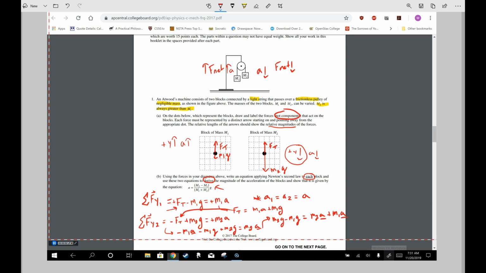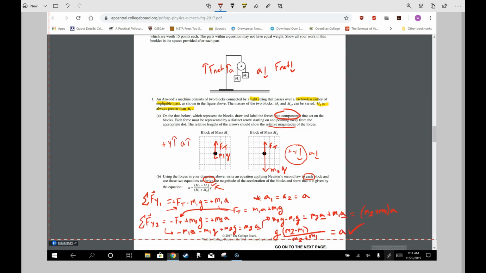We would factor out the a, and so I can write that, and notice I can factor out a g here, so I can take the g out, multiply it by m2 minus m1. That looks like above, that's good. And I'm going to divide by this m2 plus m1 times a. That would form over here, divided by m2 plus m1 equals a, and we're done.